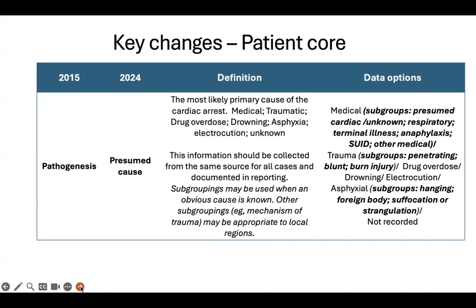Likewise, you can see there's some further explanation regarding asphyxia, which includes hanging, foreign body, suffocation, or strangulation. The idea is that these should be collected from the same source that is documented. In other words, if this is based on the EMS diagnosis, it should be consistently from the EMS diagnosis. We hope that by giving a bit more clarity in the subgroupings, there can be more clarity in defining the medical, traumatic, etc. categories. Next slide, please.